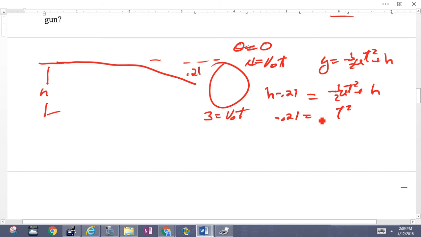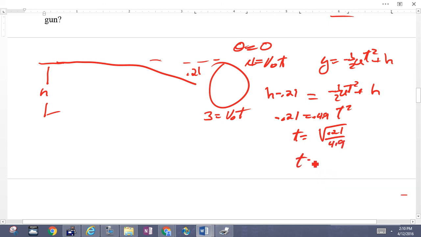All we have is the time that's unknown. So this is negative 4.9, and so t is going to equal the square root of 0.21 divided by 4.9, which is easy enough to find. Once we have time, we're going to come over here and have the velocity, which is 3 divided by that time value.